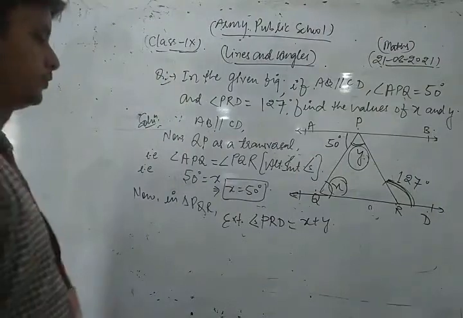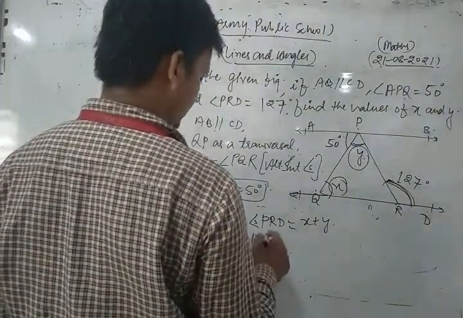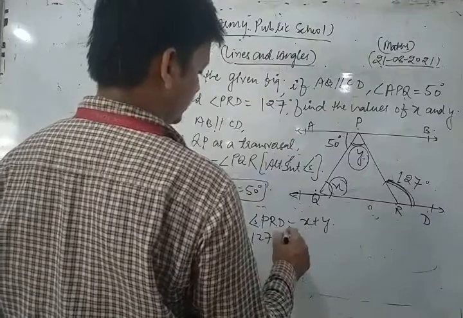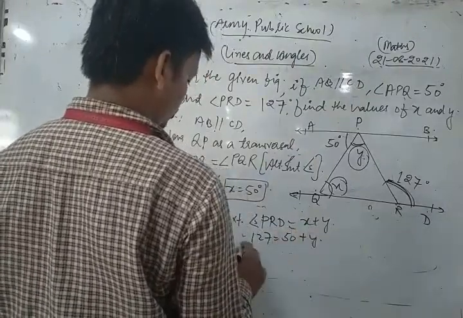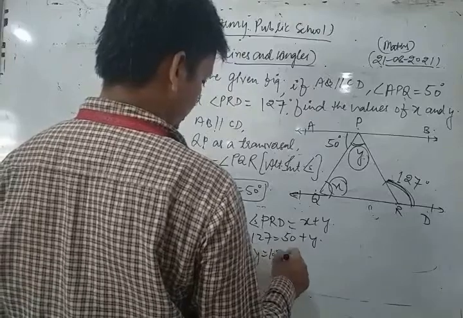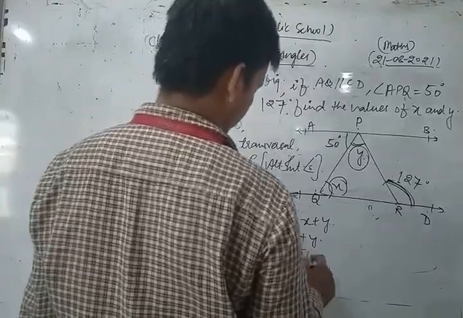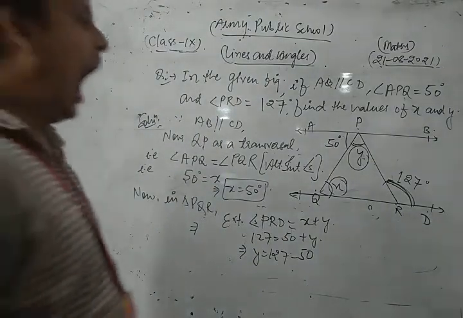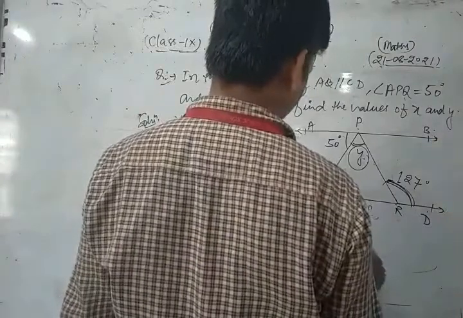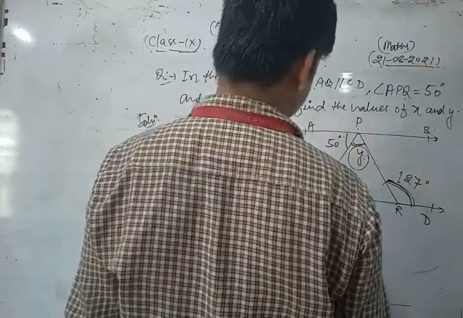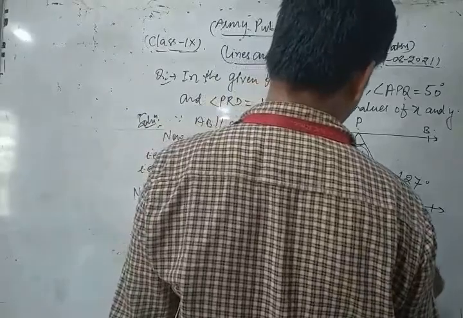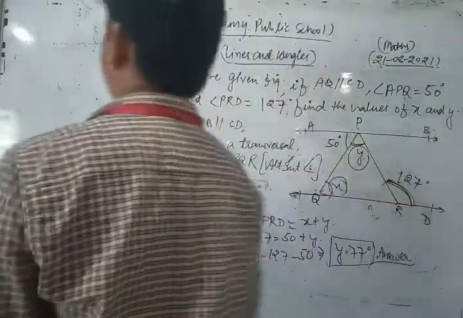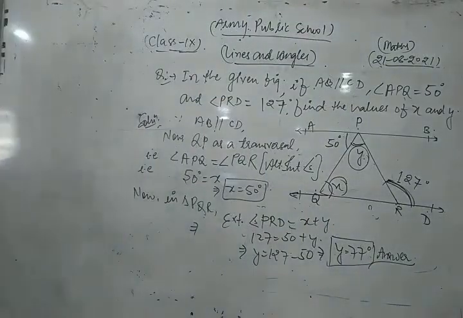Now we put in 127, with x as 50 plus y, so y is equal to 127 minus 50. So we get 77. So the value of y is 77 degrees. This is the required solution of the given question.